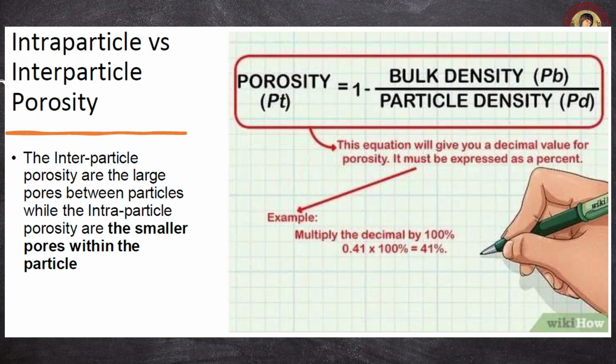We can calculate total porosity using this equation. Porosity equals 1 minus bulk density over particle density. That ratio gives a decimal value, for example 0.41, which we multiply by 100 to get 41% porosity. In simpler terms, higher porosity means more spaces for air or liquid to enter. Great for fast disintegration, but risky if the tablet becomes too fragile.